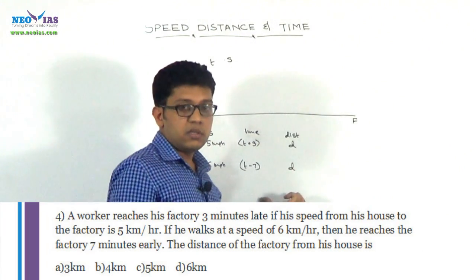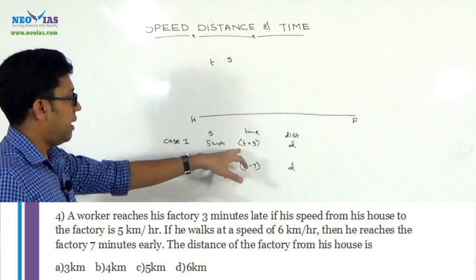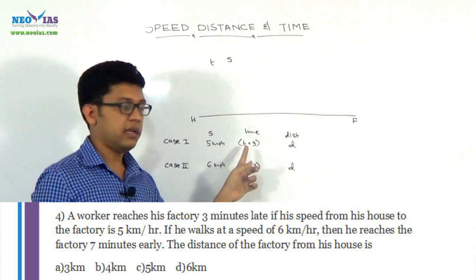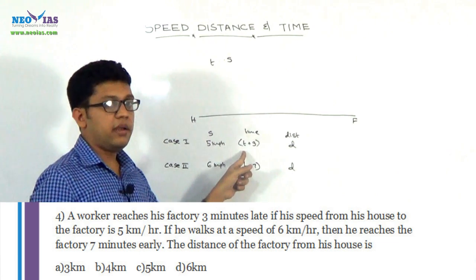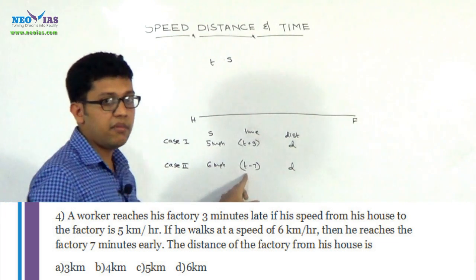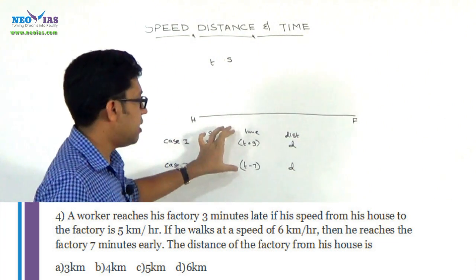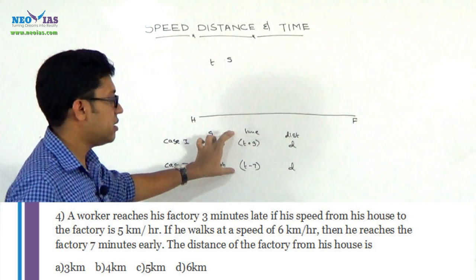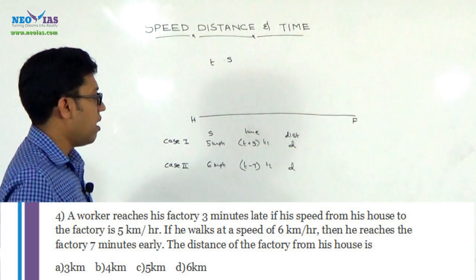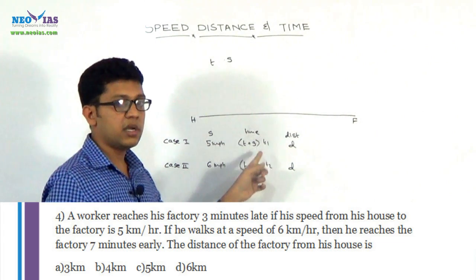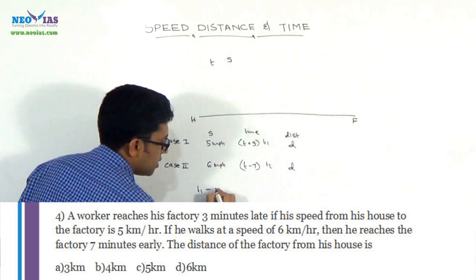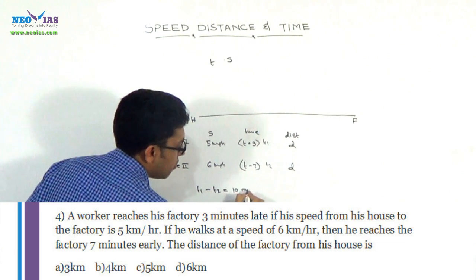How in another way can we do this question? In one case, time taken is t plus 3. His usual time is t, and time taken in the other case is t minus 7. What is the difference between time taken in these two cases? Let us denote this time as t1 and this time as t2. That is, t1 minus t2 is 10 minutes.